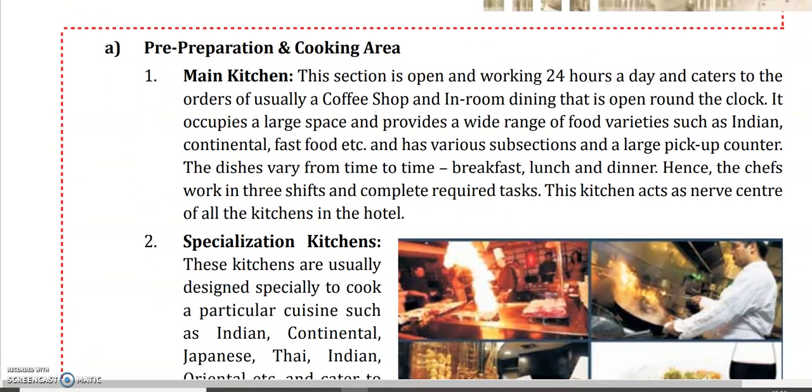Now, the preparation and cooking area. This has subsections also. The first section is the main kitchen. The main kitchen is open and works 24 hours a day. In the main kitchen, we usually have food items, food and beverages, available round the clock. It occupies a large space and provides a wide range of food varieties such as Indian, continental and fast food.